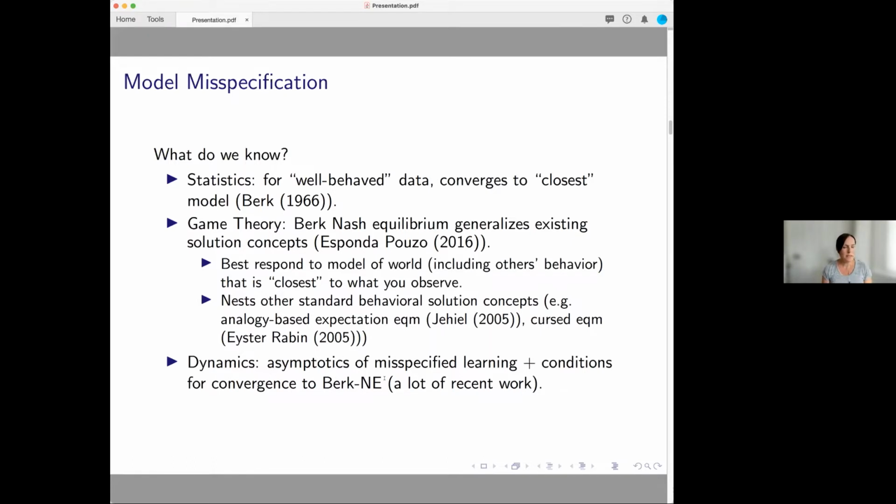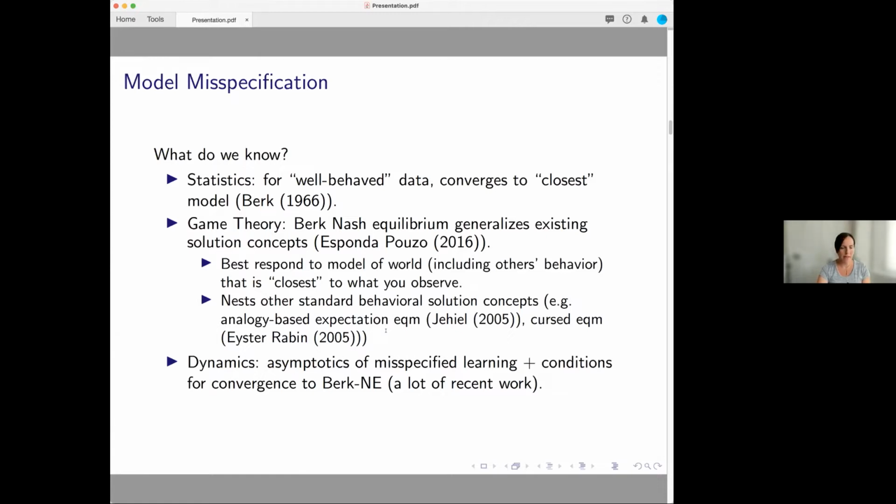Also, recently, there's been work looking at how to extend equilibrium concepts to model misspecification. By now, probably most people are familiar with the Berk-Nash equilibrium, which is a solution concept developed in Esponda and Pouzo, and looks at equilibrium for misspecified models. It nests many other standard behavioral solution concepts, such as analogy-based expectation equilibrium and cursed equilibrium.